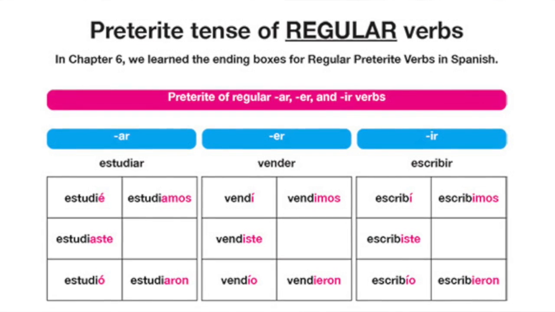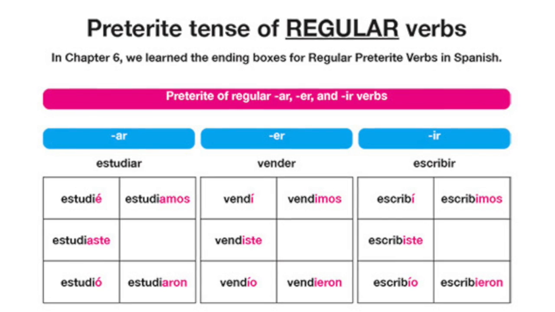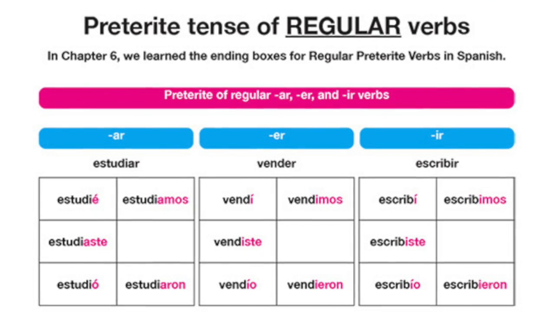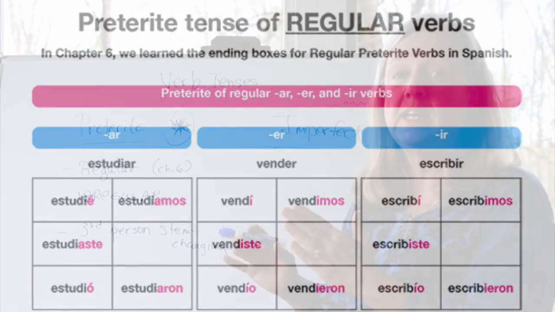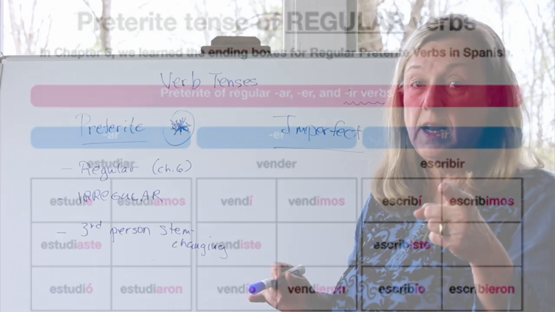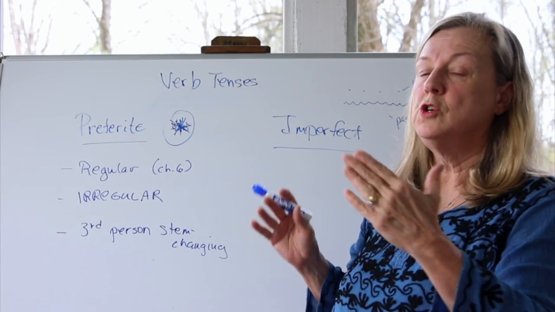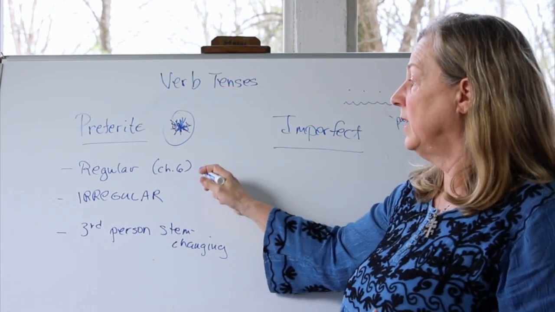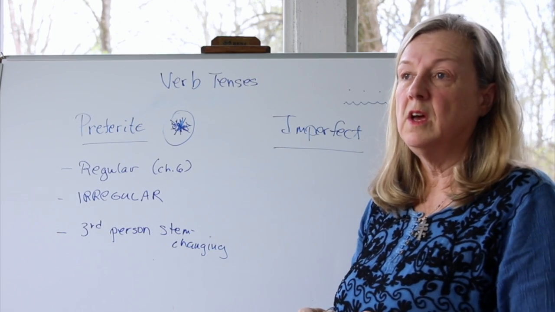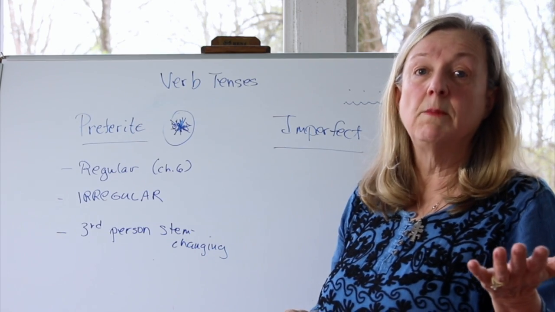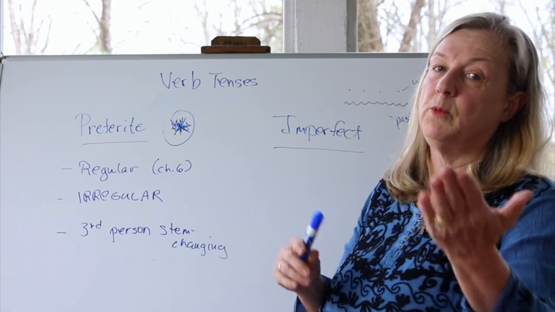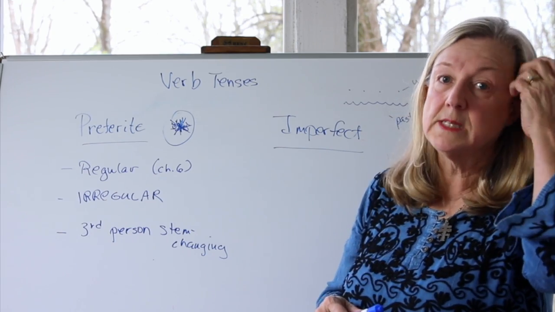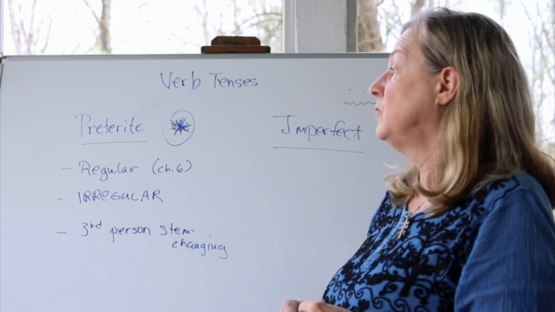See? So if you say estudiar, it's an AR verb. So if you say I studied, you would take off the AR and use that box and say estudié. See? Estudiaste? Right? Él estudió. So you're using the box of endings for preterite, and that's what we learned in chapter 6. So most verbs are regular. And that's all you do. You use the box and match it up with your subject. It's just like you've always done in Spanish 1.